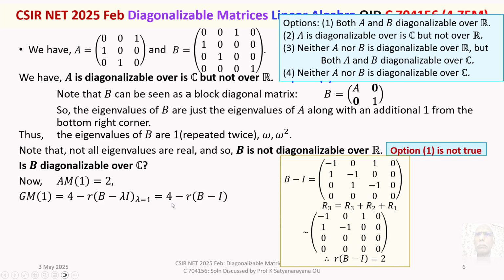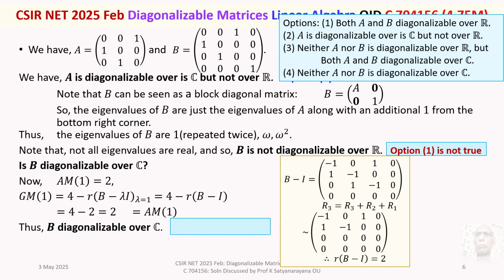So come back here. The geometric multiplicity of 1 is equal to 4 minus the rank of B minus I, that is 4 minus 2, that is 2, which is equal to the algebraic multiplicity. Thus the algebraic multiplicity and geometric multiplicity coincide. Thus the algebraic multiplicity of every eigenvalue is equal to the geometric multiplicity of that eigenvalue, and hence B is diagonalizable over C.